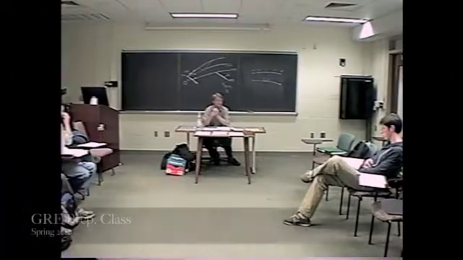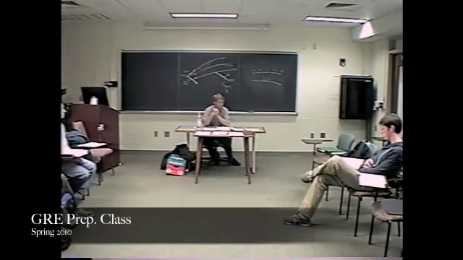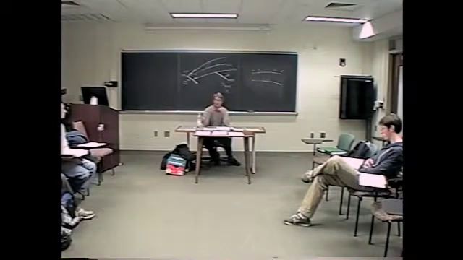Next point, the GRE only deals with real numbers. So again, if you're not real into math, you're like, what? Real numbers? Basically, this is like positive, negative, square root, stuff like that. The main implication this has is you can't take the square root of a negative number.